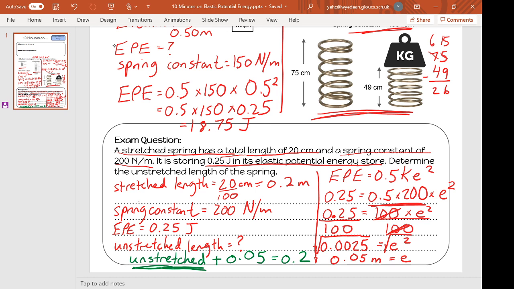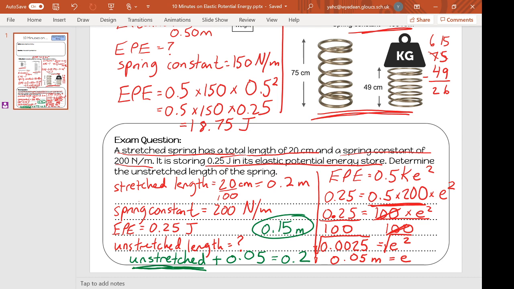Yeah, spot on. So the original unstretched length would have been 0.15 meters because 0.15 added on 0.05 is equal to 0.2. All you had to do was just subtract the extension from the new length to figure out what it originally was.